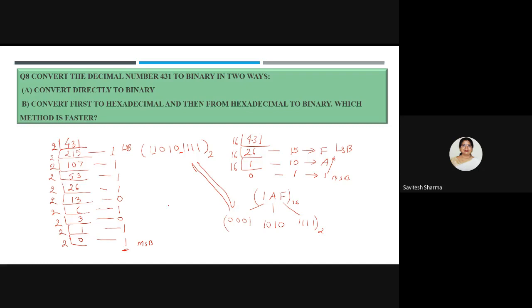The result is the same whether you are following conversion from hexadecimal to binary or you are directly going from decimal to binary. But the faster approach is this one, because the number of divisions required here is less, so it is taking less time. So the B approach is faster. Any doubt here? Any doubt in this question? No, ma'am. Okay.